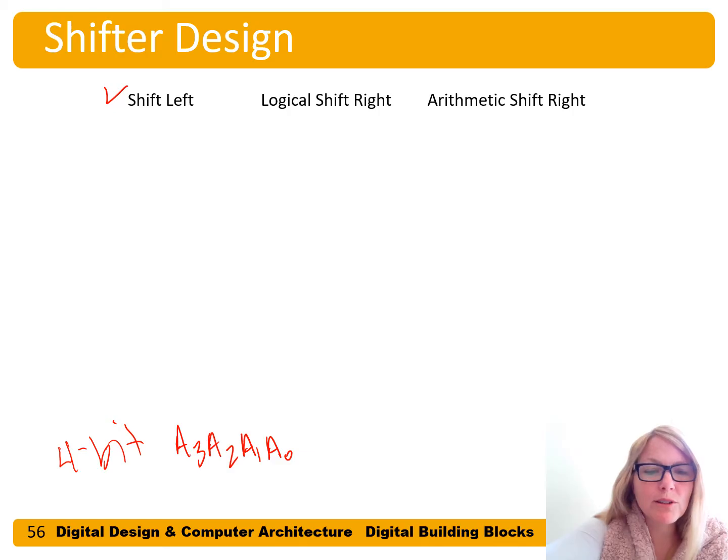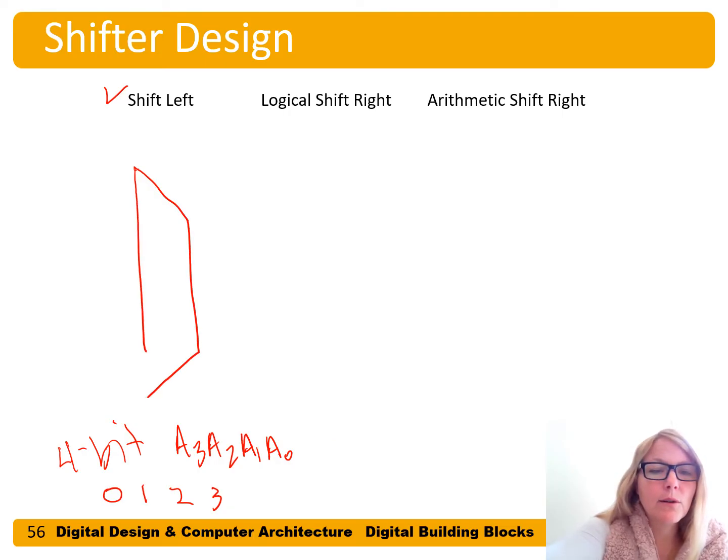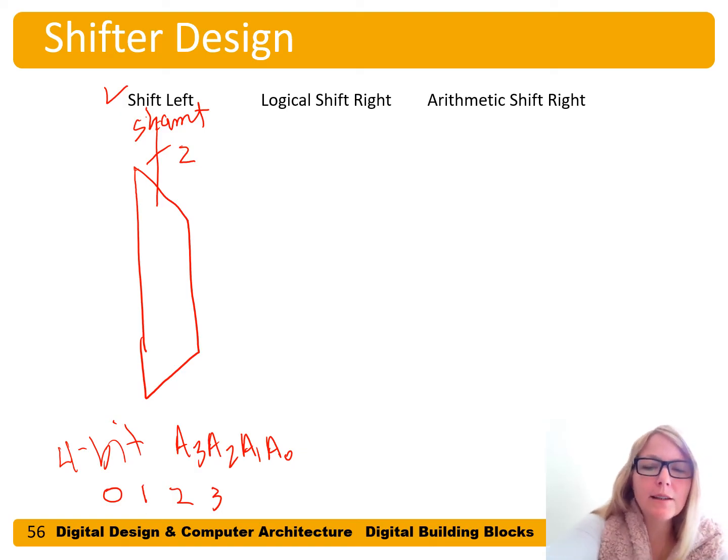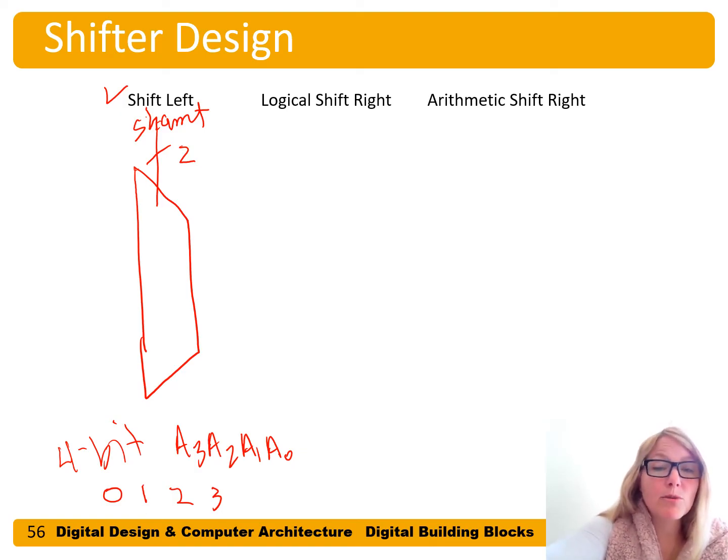Well, how much could we shift this by? We could not shift it at all, so 0 bits. We could shift it by 1 bit, 2 bits, or 3 bits. If we shift it by 4, now we get just 0, so that would be silly. This looks like a good place for a multiplexer. So let's see what happens. We have a select line. We want 4 options, so we need 2 bits. We'll put a shift amount signal, SHAMT, to select how much we're shifting by.